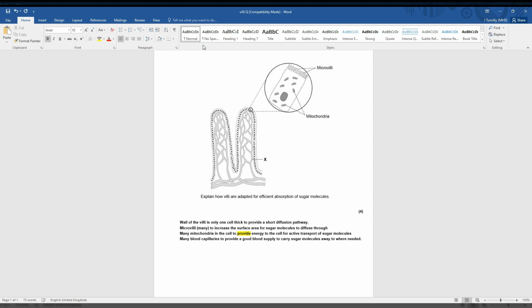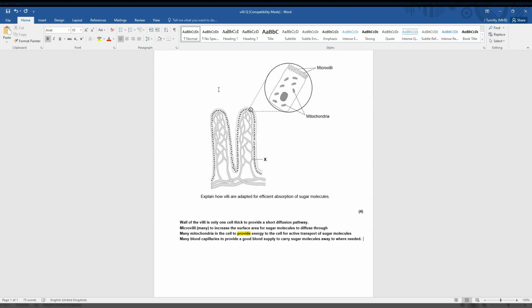Okay, now those aren't the only answers here. I mean, I could go on and on and on. But basically, I have absolutely done loads there to get my 4 marks. The actual criteria for 3 to 4 marks on the mark scheme, so to be in the higher bracket, is that I have to be able to provide several examples of how the villi is adapted and link those adaptations to how it allows efficient absorption of sugar molecules. So I've completely answered the question there, and with some really strong answers.